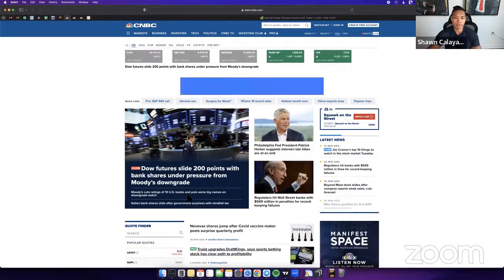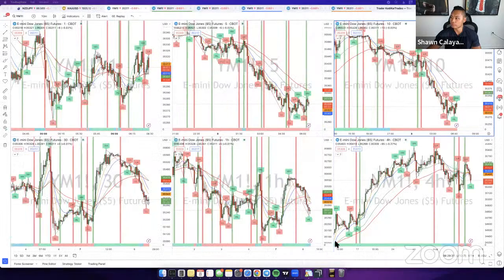So market's going to open in about 30 seconds. When the market opens over here, we'll see if there's any opportunity for us to take any entries here. So we will see where this ends up going.